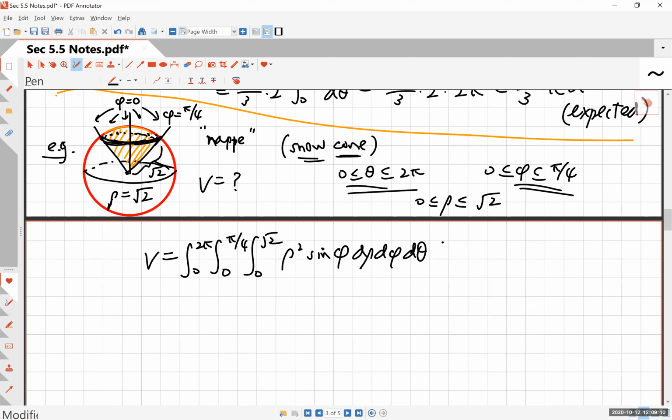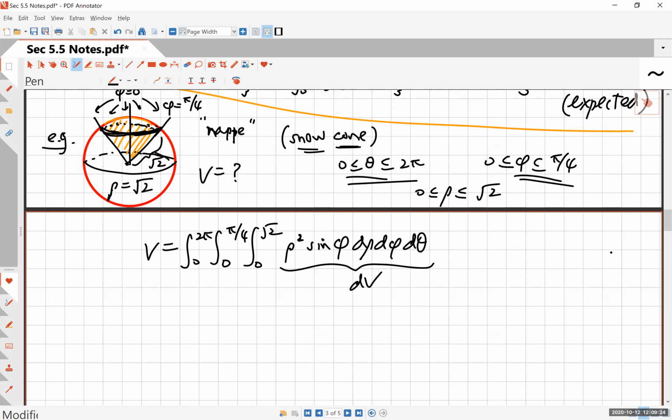By the way, if you're looking for the mass of this nap with a varying density function, then the density function goes in here. You'll have something to integrate, right? Right now, I'm not really integrating anything because this whole thing is just dV, right? Okay, so let's go ahead and try to find this.